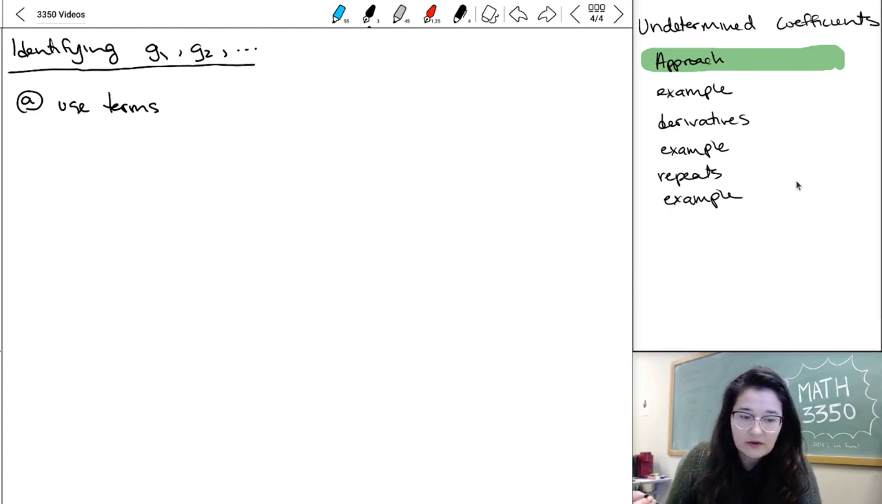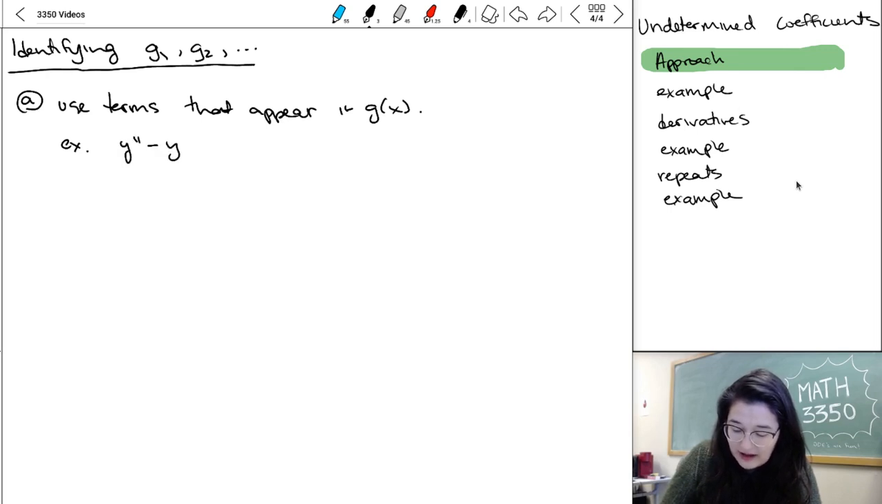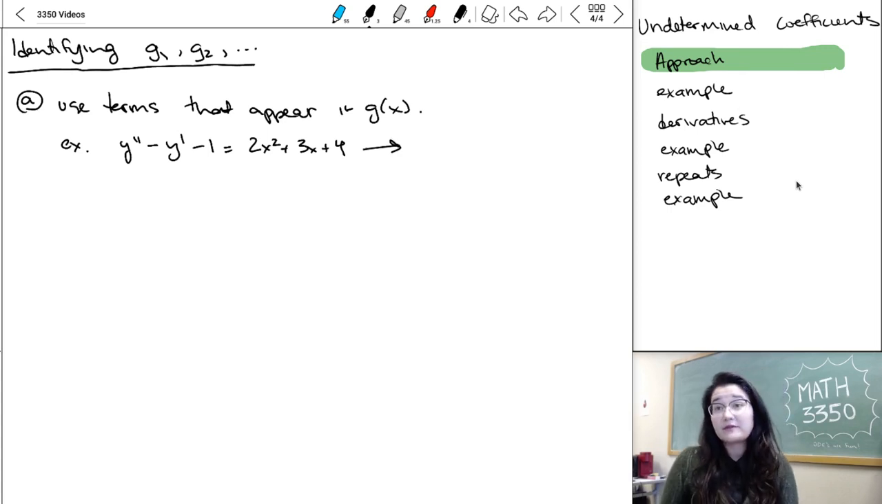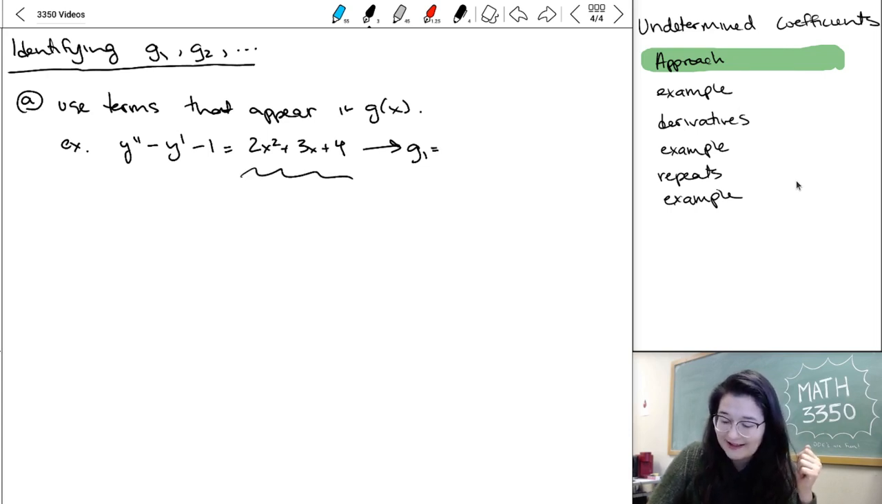But our first rule is that we're just going to use terms that appear in g of x. So for example, if we had y double prime minus y prime minus y equal to 2x squared plus 3x plus 4. When I write these examples down, I just pick random numbers, but then once they're in the skeleton notes, I have to make sure they're the same numbers. So if this was my differential equation, when I pick my g1, g2, so on and so forth, I just grab every function that shows up somewhere in g. So I'm going to say, okay, I see an x squared, I see an x, and I see a constant.